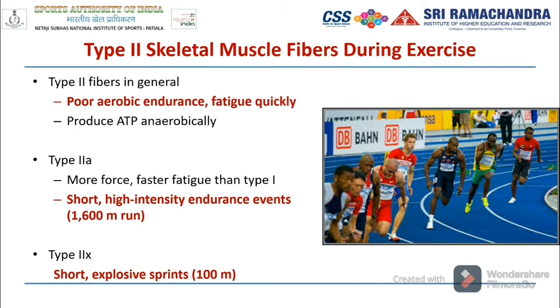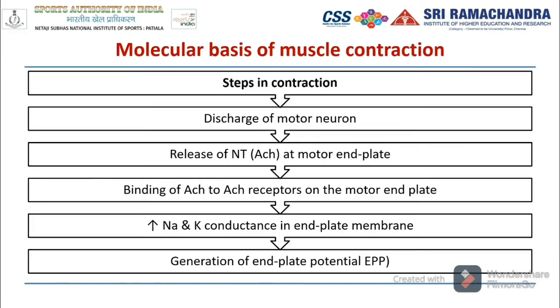Type 2 skeletal muscle fibers in general have poor aerobic endurance and they fatigue quickly. They produce ATP anaerobically, and type 2 fibers are again classified into type 2A and type 2X. Type 2A fibers can produce more force, but they fatigue faster than type 1 fibers. They are involved in short high intensity endurance events. Type 2X fibers are still quicker in action, but they fatigue very easily. Type 2X fibers are involved in short explosive sprints.